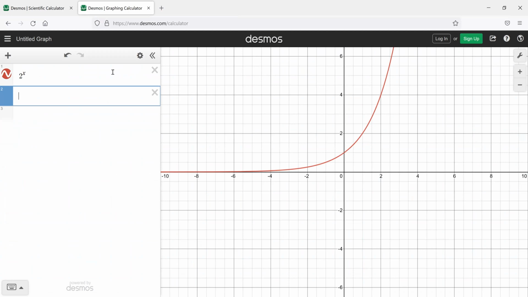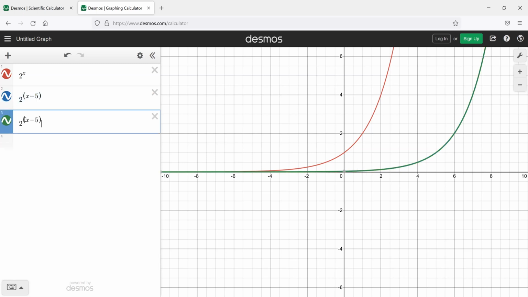Okay, so if we want to go right 5 units, what do I put in the exponent? Is it x plus 5 or x minus 5? X minus 5. X minus 5, perfect. Okay, and I agree. Visually, you see that that moves it to the right 5 units. Okay, but then the last piece is it has to reflect over the y-axis. Okay, so notice that negative goes out in front there.